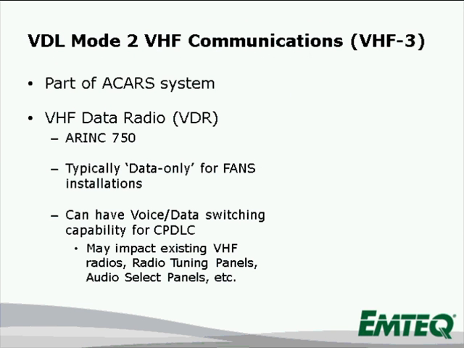The VHF3 system must be a VHF data radio, ARINC 750. For FANS installations, these are typically data only. However, if you're using them for CPDLC, there is the ability to use that third VHF system in either a voice mode or a data mode. So there's switching capability there, which adds operational flexibility for the air carrier, in that they may be able to dispatch if one of the number 1 or 2 VHF radios goes down. Without voice/data switching capability, though, that may impact some of the other equipment already installed in the aircraft.